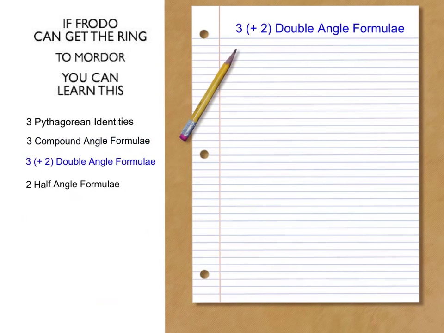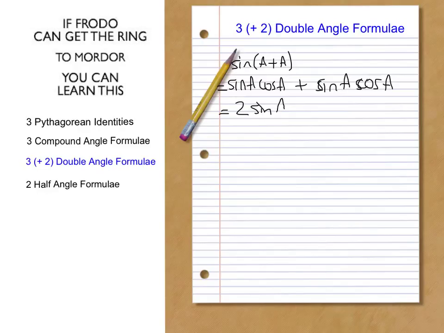So we're going to take the compound angle formulae and use them in a special way. Instead of A plus B, I'm going to use A plus A. So that's sine 2A, and this is equal to sine A cos A, and then plus sine A cos A the other way round, but in this case they're the same, giving 2 sine A cos A. So sine 2A is equal to 2 sine A cos A.